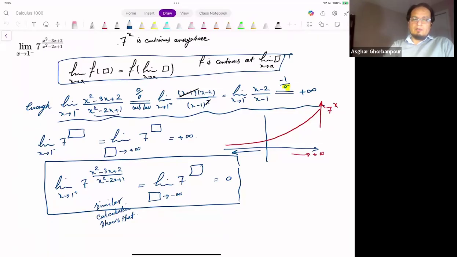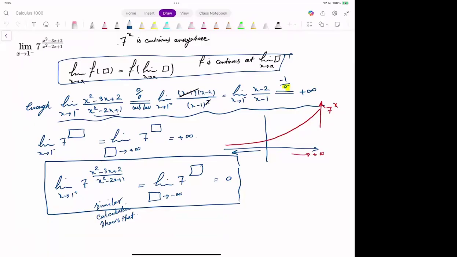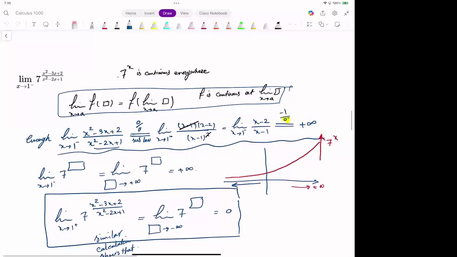Okay. Any other questions? Any other comments? I just had a quick question about what you did at the beginning. When you said that 7 to the power x is continuous, how did you then determine that the limit was also continuous? I didn't get how you made that.